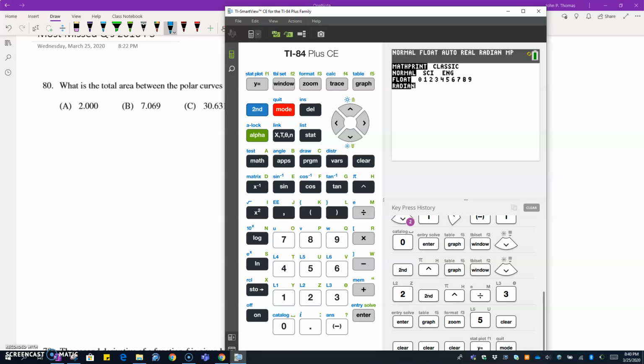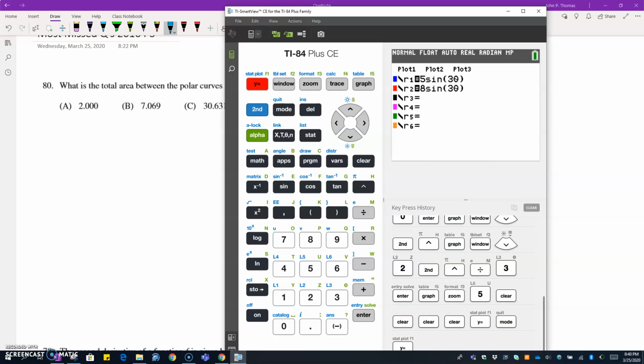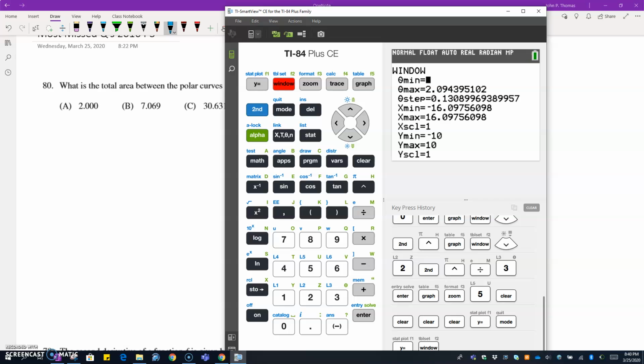First thing I'm going to do is hit mode, and I'm going to make sure that I move from function over to polar. I'm also going to make sure that I'm in radian mode. All right, both of those things need to happen. Now, I'm going to go to y equals, and I'm going to type in the two functions that were given to me, 5 sine 3 theta and 8 sine 3 theta. Now, under window, I would probably go 0 to 2 pi initially.